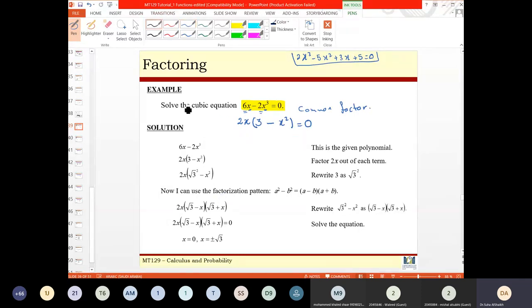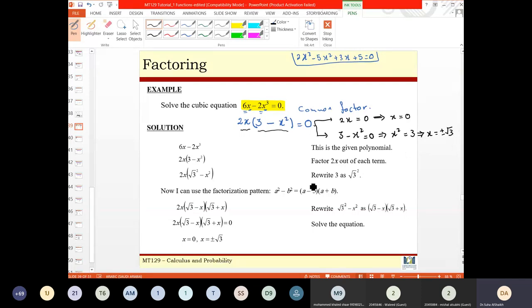Now, whenever I have something like this, 2x times 3 minus x squared equal to 0, this means one of them should be 0. It's either that 2x is equal to 0 or 3 minus x squared is equal to 0, right? I have two things multiplied equal to 0, so one of them should be equal to 0. From here, I will get x is equal to 0. And from here, I will get x squared is equal to 3. x squared equal to 3. This means x equal to plus or minus root of 3.